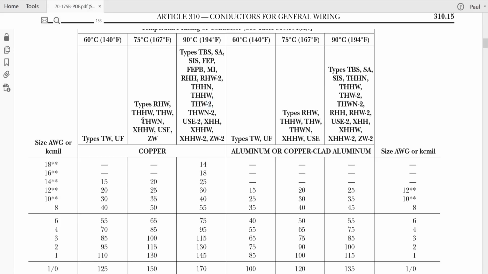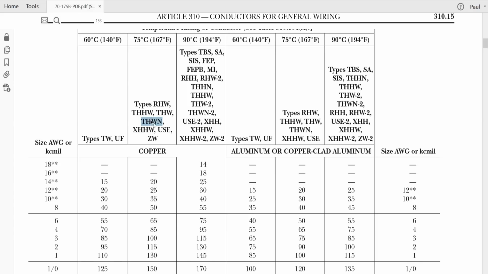Notice here that you have THWN. Well, it would only be good under 75 degrees C for the wet location, because the W is for wet location. Okay, that 1 H means 75 degree, 2 H's mean 90 degree. But in this case, this THWN would only be good for 75.